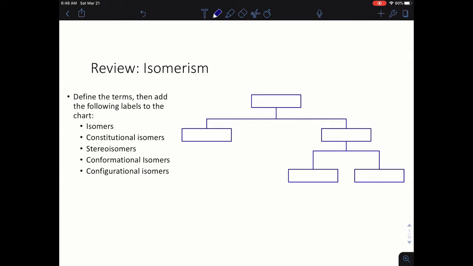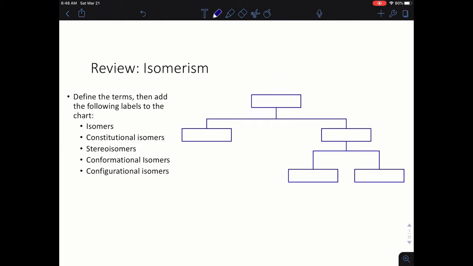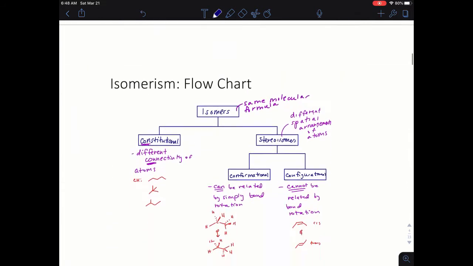So welcome back. We're going to start by reviewing isomerism. So go ahead and get your flowchart out or make a blank flowchart just like this, and make sure that you can still add all of these labels to the flowchart, that you can still define all of these terms and give examples of each type of isomer.